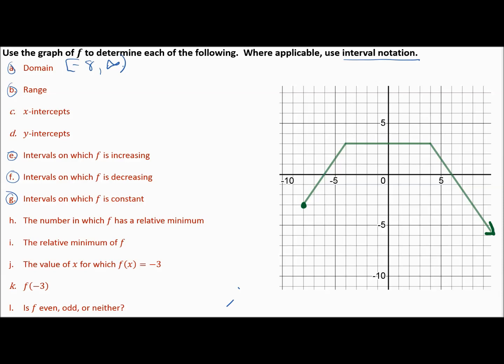Range is low to high. So how low does this graph go? Again, that arrow says it goes down forever. So the low is -infinity.